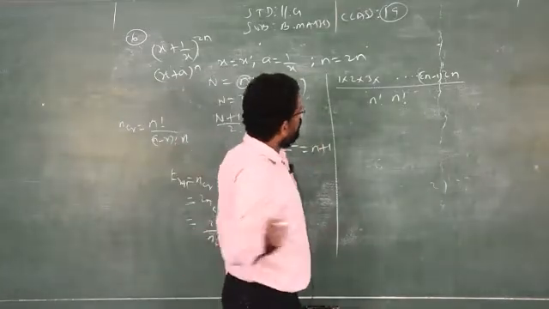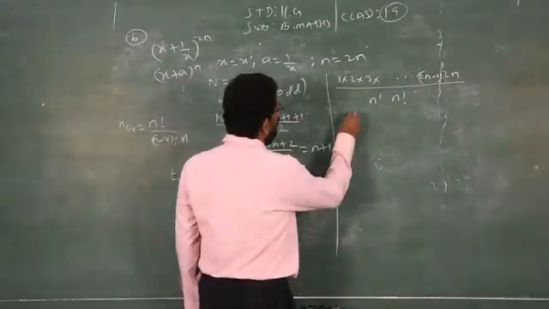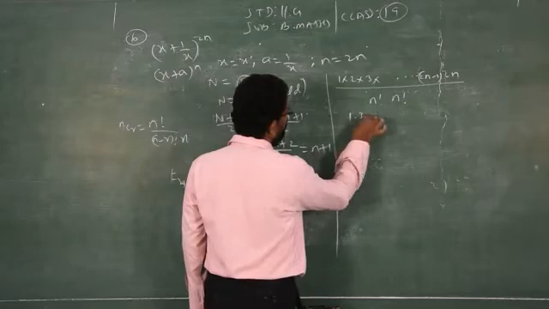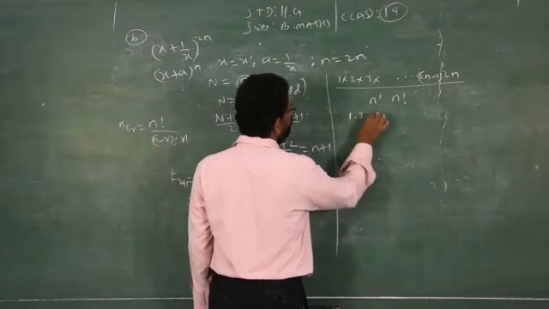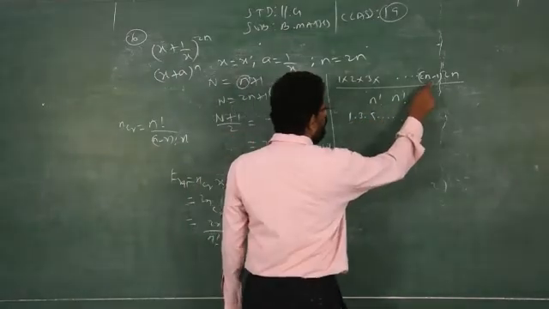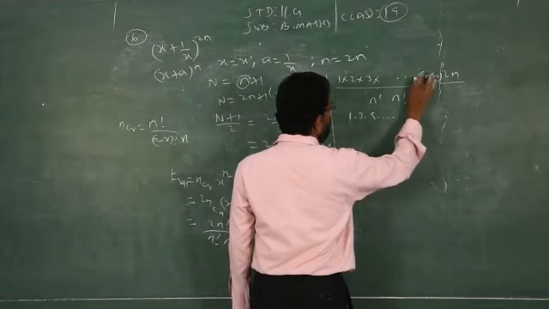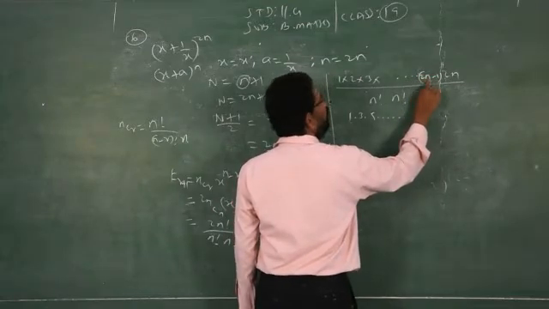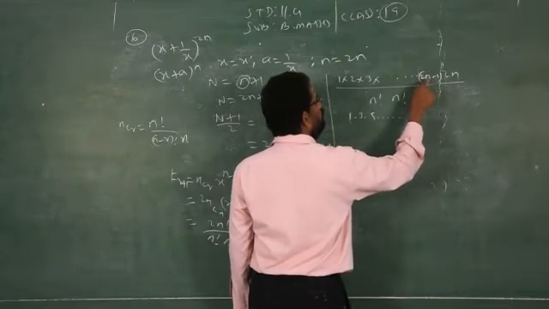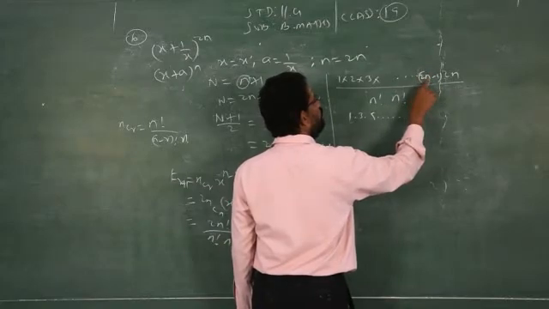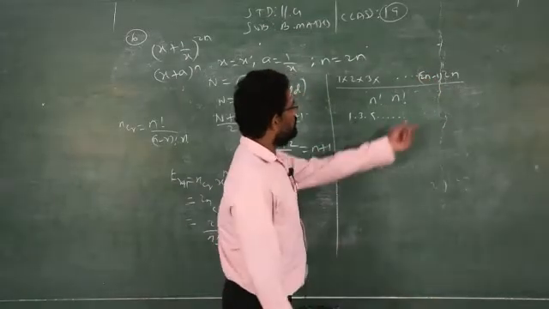According to the conditions to prove, I have to separate the odd numbers: 1 into 3 into 5 into up to the last number. What is the last odd number? If you replace n equal to 1, 2 into 1 is 2, 2 minus 1 is 1. If you replace n equal to 2, 2 twos are 4, 4 minus 1 is 3. So this is the odd number.